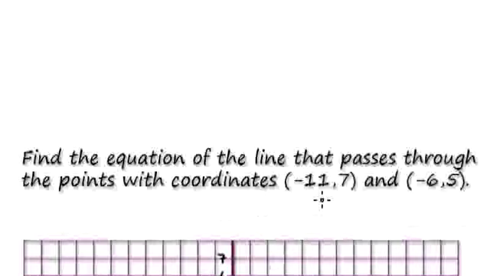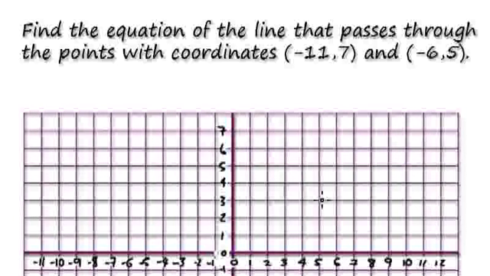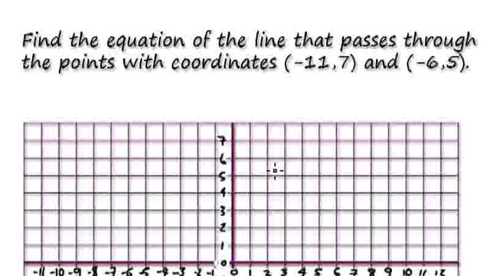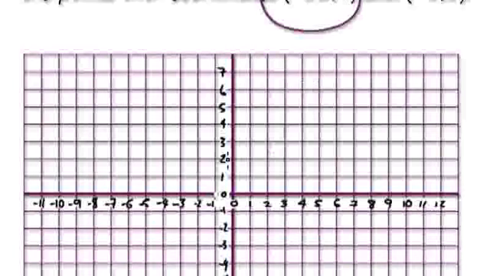Okay, let's give you guys some more practice. Find the equation of the line that passes through this point here and this point here. Roughly, if you look at this point here, it's minus 11, 7. So minus 11 and then 7.